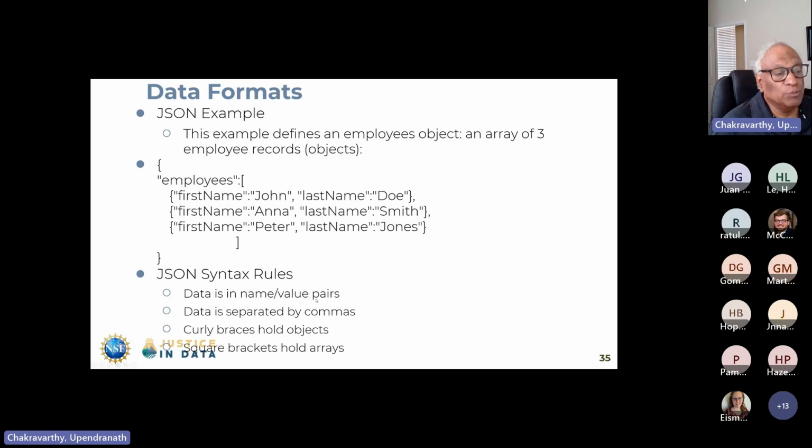Data is name value pairs, so you can easily import it into a dictionary, for example, in Python. Data is separated by commas. Curly braces for objects, square brackets for arrays. So this is a very popular format, even though this takes a little more space because of the tags and other things, but this also helps in interpreting and understanding, and it is certainly a little bit simpler than XML.